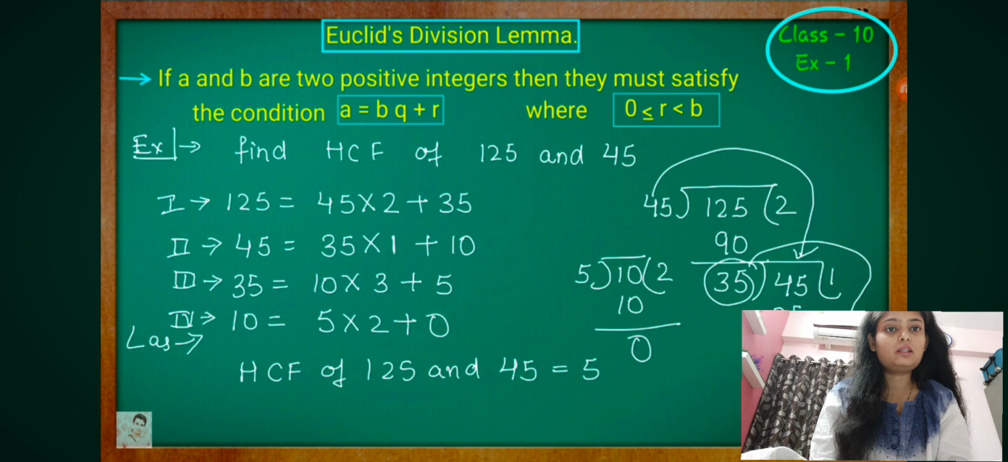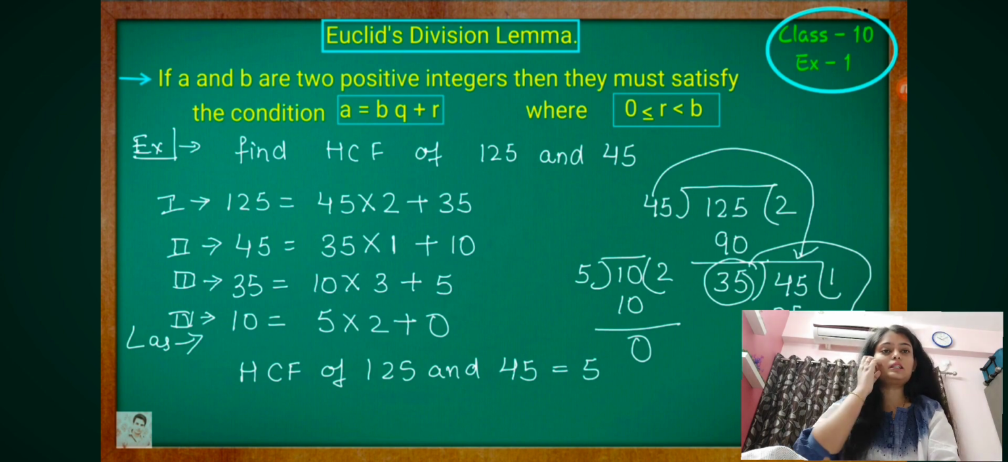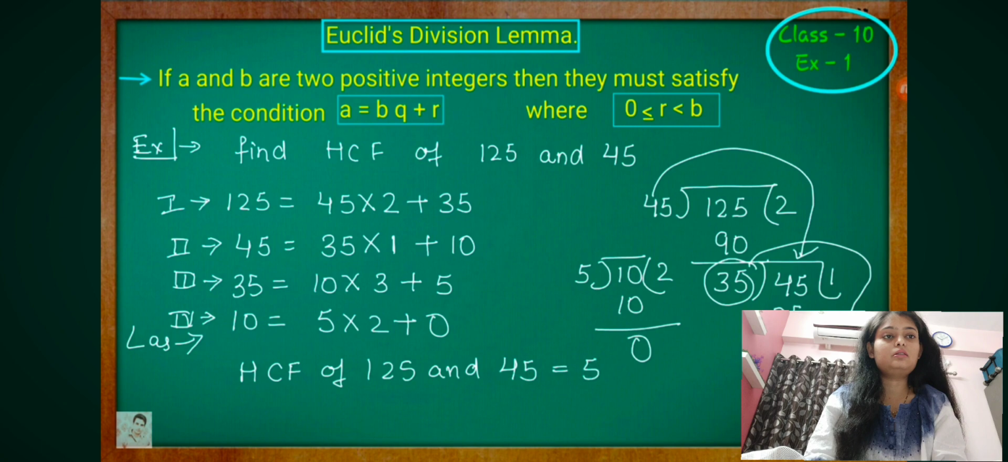I hope you have understood this whole equation, a equals bq plus r, and we were supposed to find the HCF of 125 and 45. The larger value, 125, will be inside and the smaller value outside, and you just divide. This whole process will be done till the remainder comes as 0.